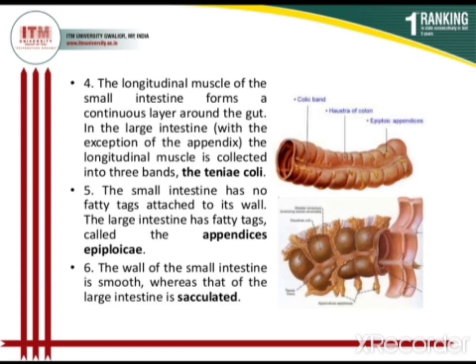The other differences are: the longitudinal muscle of the small intestine forms a continuous layer around the gut. In the large intestine, with the exception of the appendix, the longitudinal muscle is collected into three bands, the teniae coli. The small intestine has no fatty tags attached to its wall. The large intestine has fatty tags called the appendices epiploicae. The wall of the small intestine is smooth, whereas that of the large intestine is sacculated. So these are the external differences between the small and large intestine.